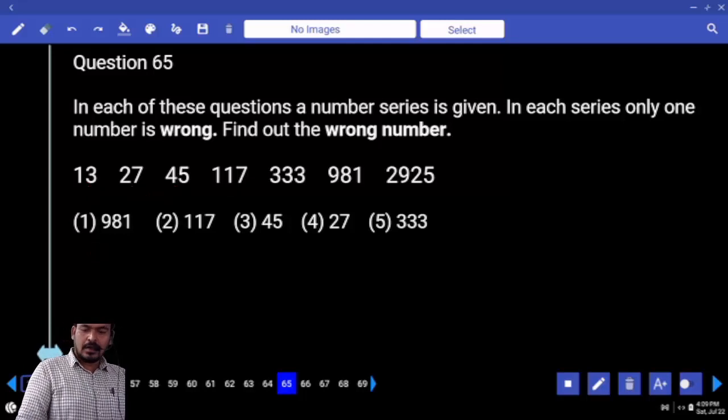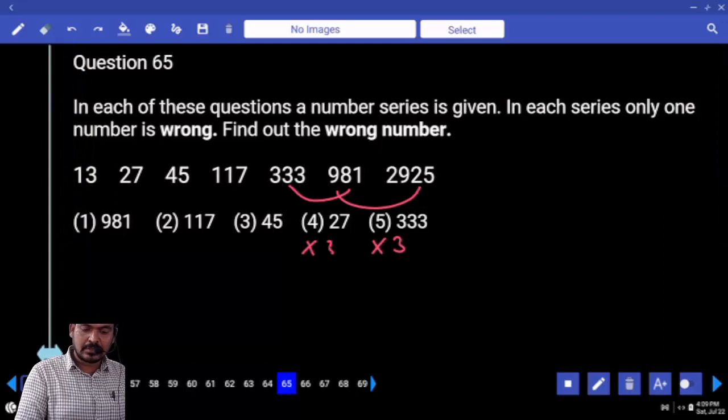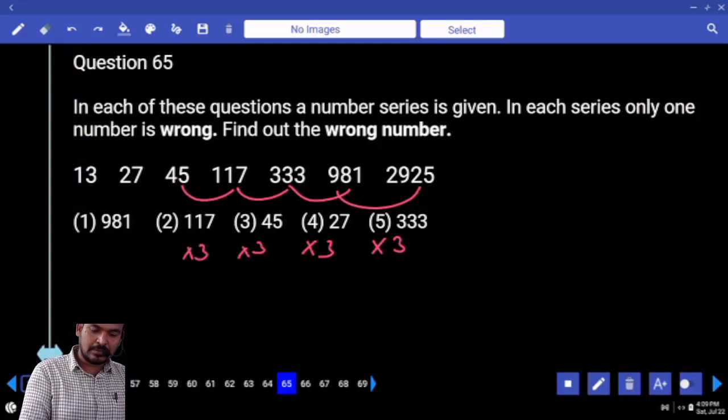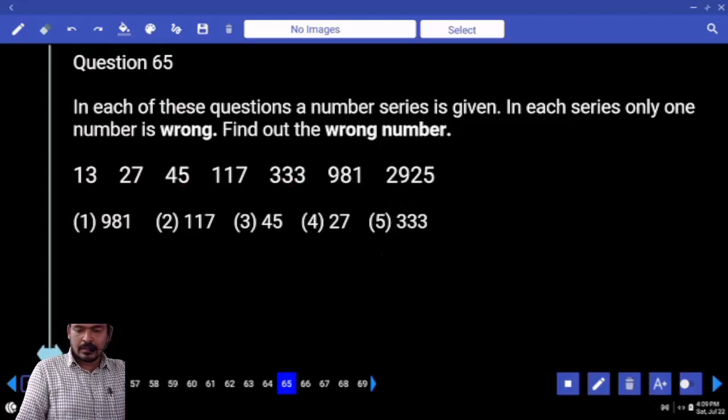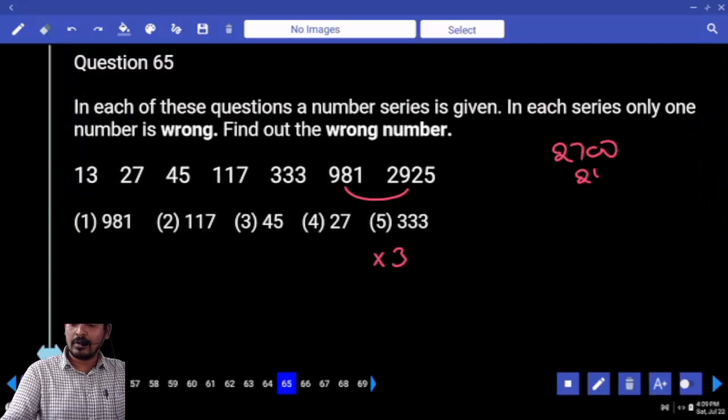Wait. 981 becomes 2925. It is exactly 3 times. And here also 3 times. And here also 3 times. And here also we write 3 times. But here 27. 981 into 3 means how much? 2700 plus 81 into 3 means 243. Total it is 2943.